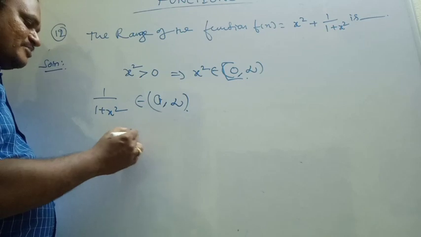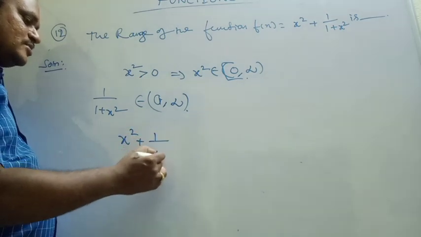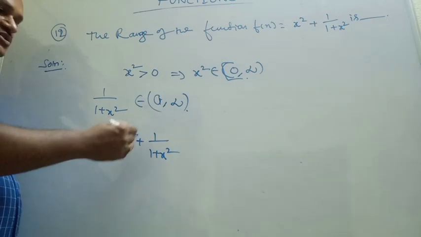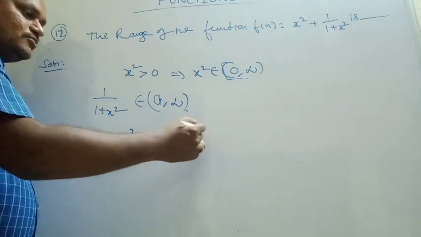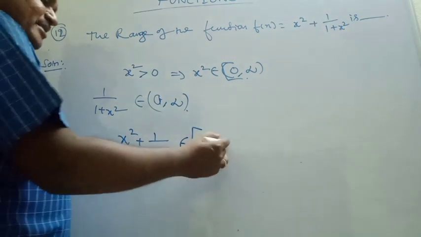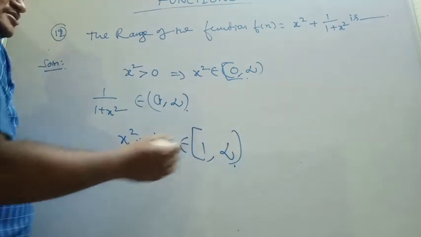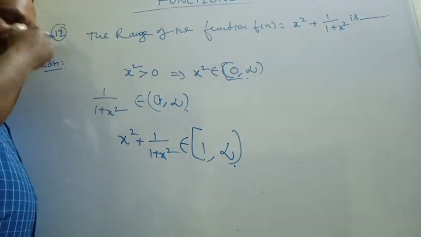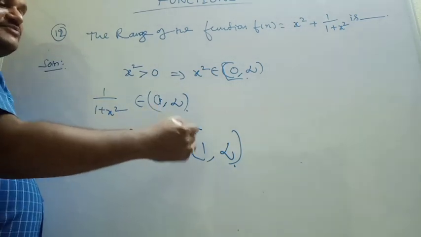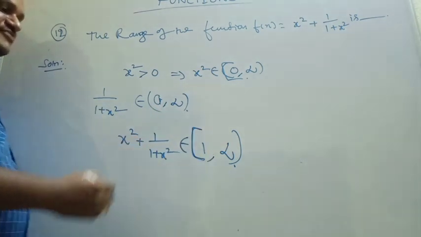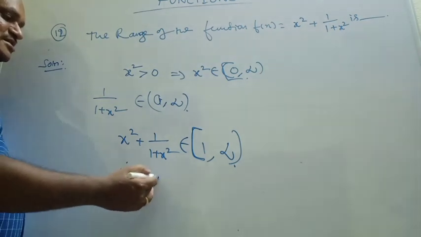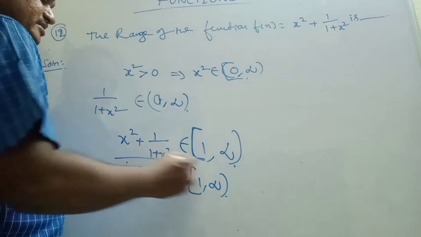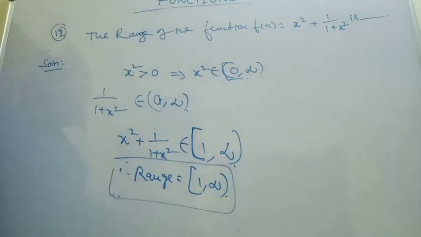When you take it combined for the same x: when x is 0, the minimum value is 1 and the maximum value will be infinity. Therefore, the range is 1 to infinity.